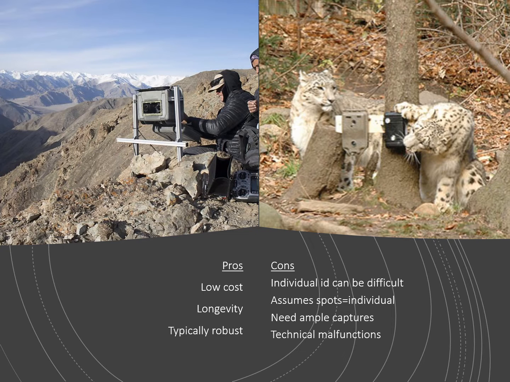The pros of using cameras is that they are low cost and can remain in the field for long periods of time. They make sampling in the rough terrain easier, and population estimates are typically robust if there are enough captures. Cons associated with using this technique is that individual identification can be difficult, for example if the photos are unclear and blurry or spots are distorted. Another big assumption here is that spot patterns can even be used to identify individuals, as this has not been tested. It can also be difficult to get all of the necessary captures for robust estimates, and of course technical malfunctions may occur.